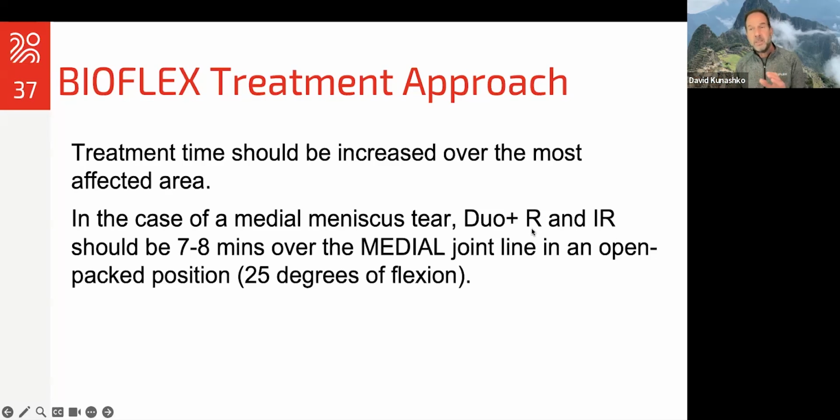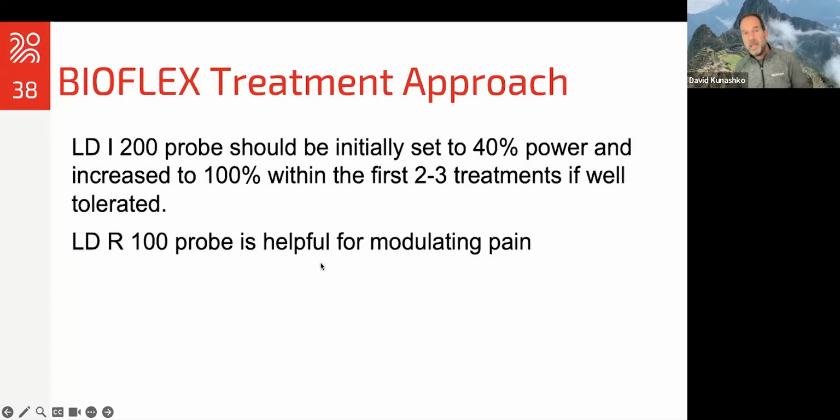You want to make sure that the knee is in a loose or open pack position, about 25 degrees of flexion when you're treating, not a closed pack. And for the laser probe, initially set it for about 40% power. You can slowly increase that power. You're going to be holding it for at least 5 seconds, 10 seconds, depending on where that tear is. If it's really deep, I would hold it for longer.